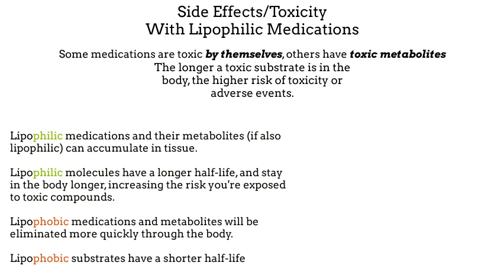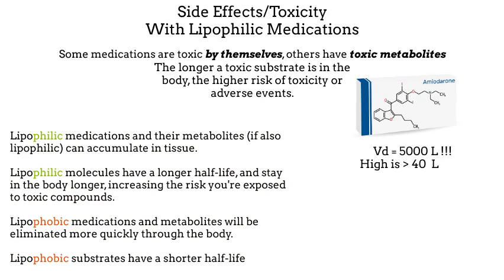For example, let's look at amiodarone. Amiodarone is a highly lipophilic medication that's used to treat arrhythmias. It has a volume of distribution of over 5,000 liters. Remember, high is anything over 40 liters. The half-life of amiodarone is 25 to 100 days, in some cases even longer. It stays in the tissues for a long time.